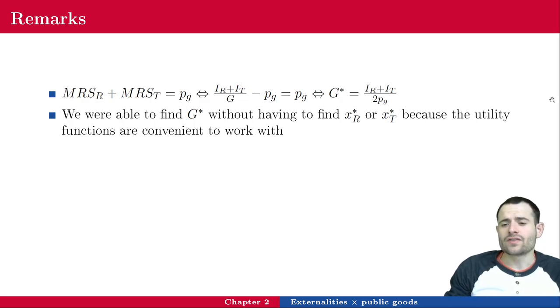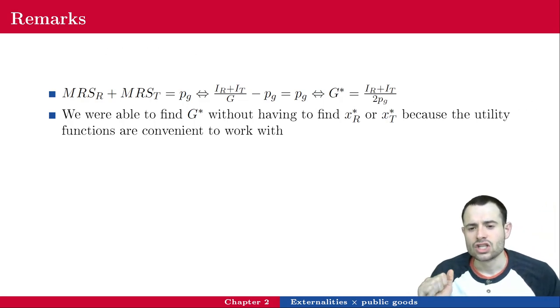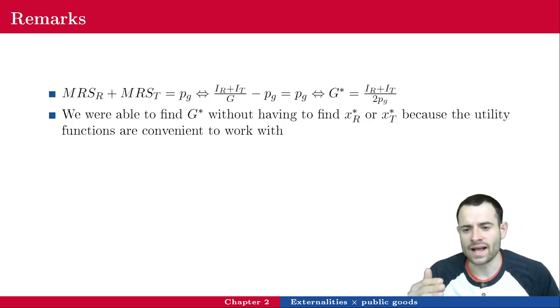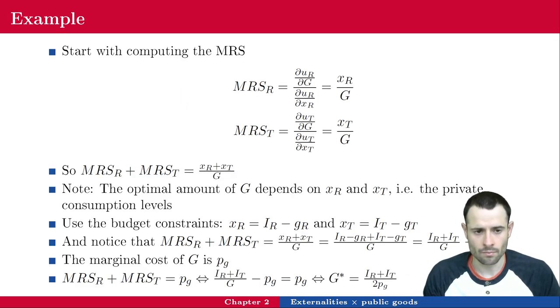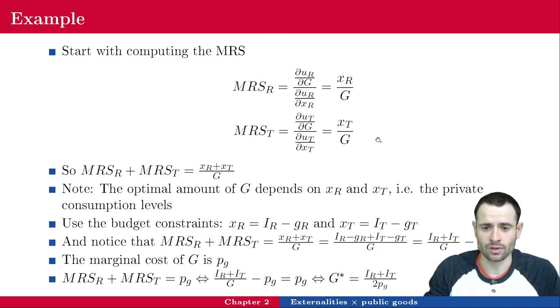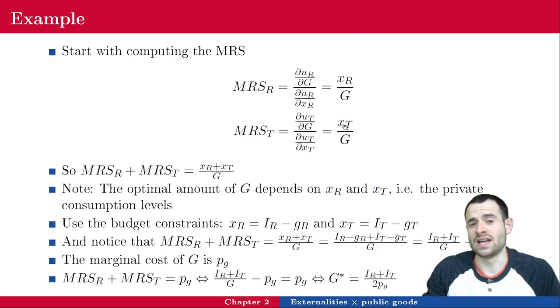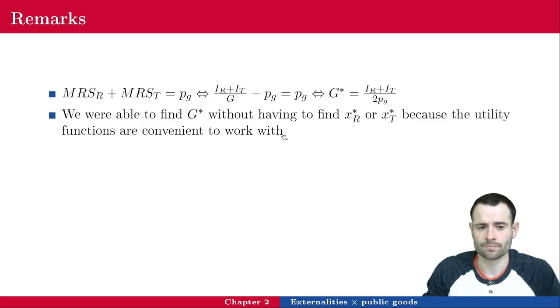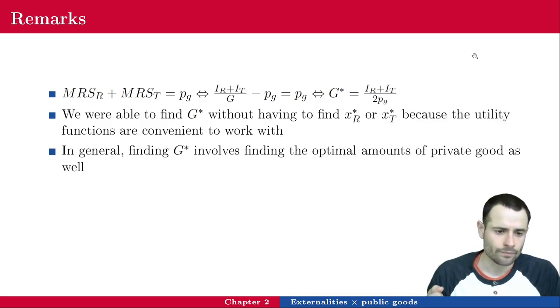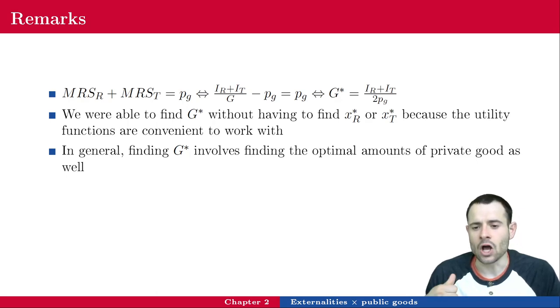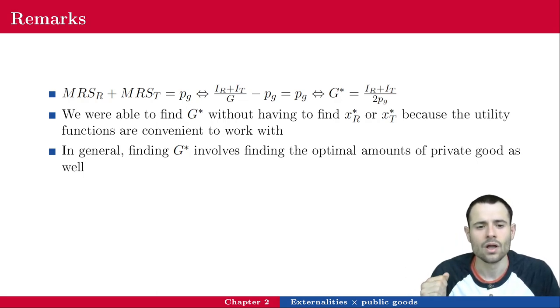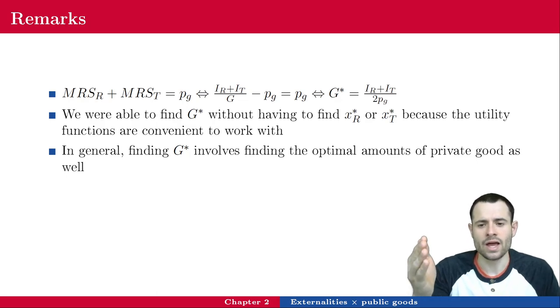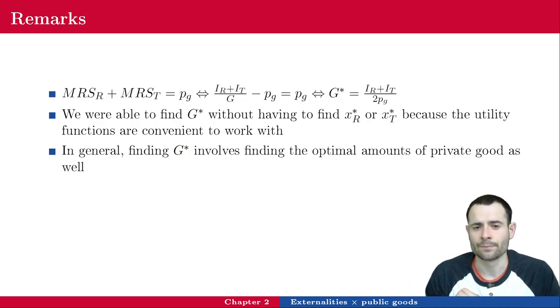So, I want to emphasize that we could find G star without having to solve for XR and XT because the utility functions are convenient to work with. But from those two conditions, in principle, we would have to solve for XR and XT as well, using the budget constraints. In general, finding G star involves finding the optimal amounts of private good as well. It is a whole system of equations to find. Sometimes the math is nice to work with, and we can get to the solution like this right away.